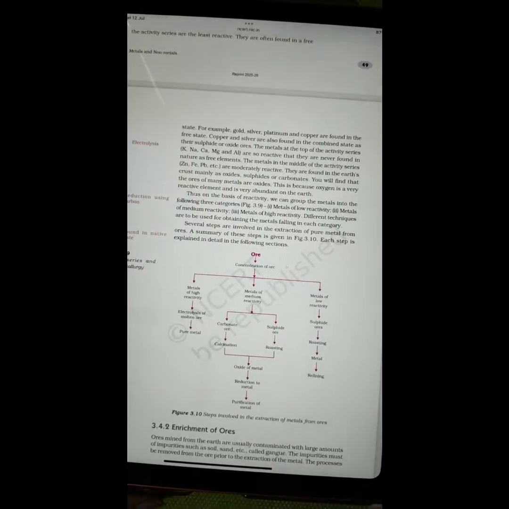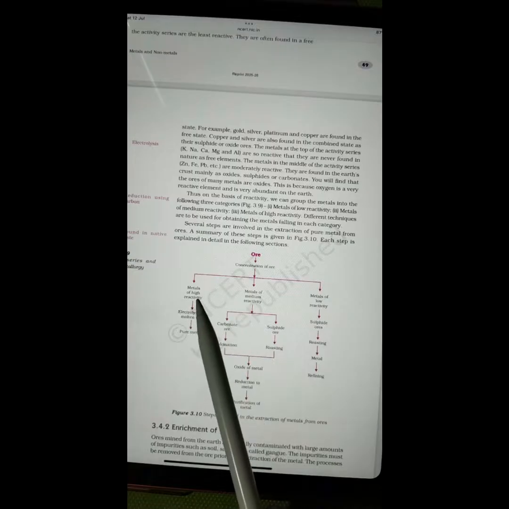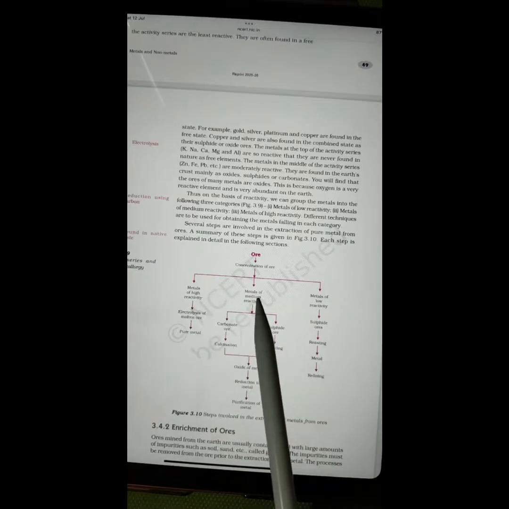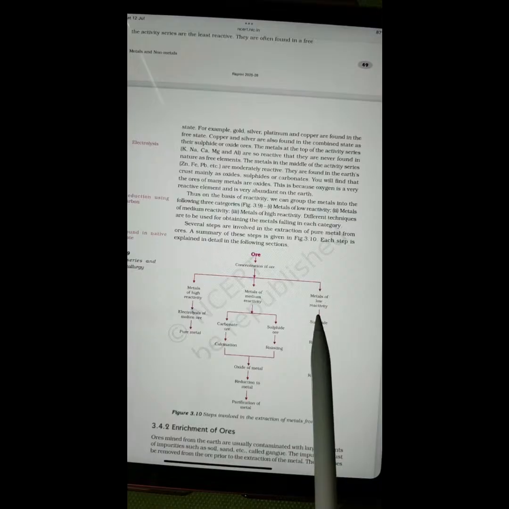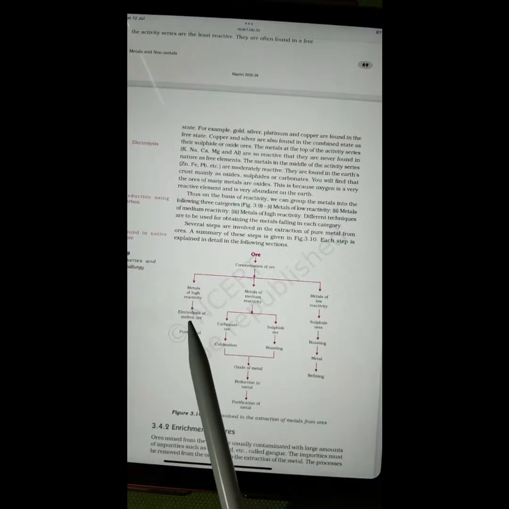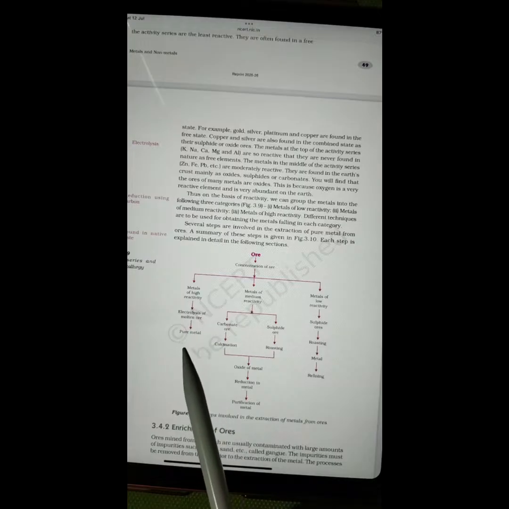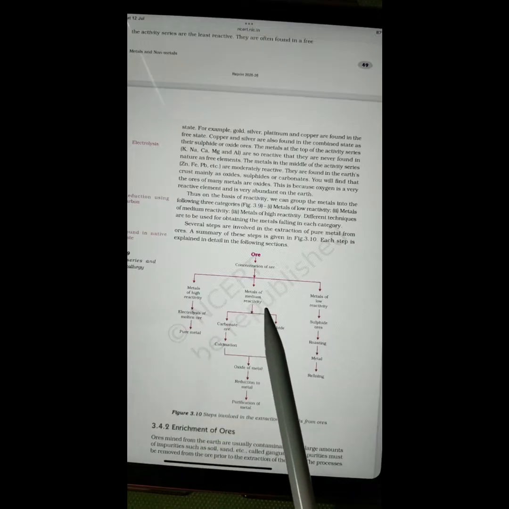So let's talk about this table. Ore, concentration of ore. After that, you can get metal of high reactivity, metal of medium reactivity, and of low reactivity. Metal of high reactivity can be separated by electrolysis of molten ore, and then we can get a pure metal. Metal of medium reactivity can be separated as carbonate ores or sulfide ores.